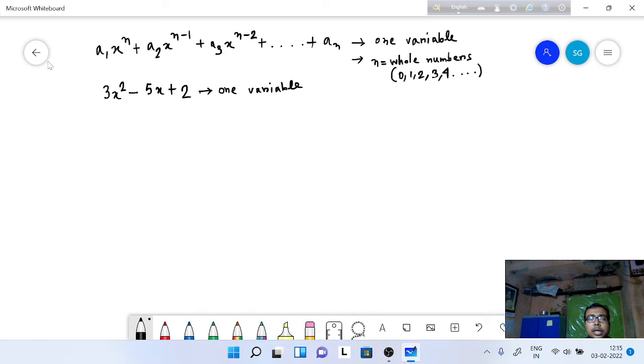Now if we take another example, 4x square minus 5xy plus 3y square. See here, the power of x and y is 1 and 2, so we can say this is also a polynomial, but it is a two variable polynomial.